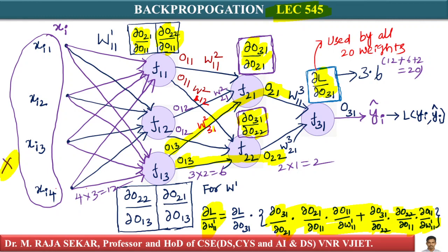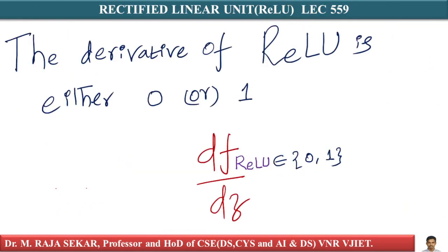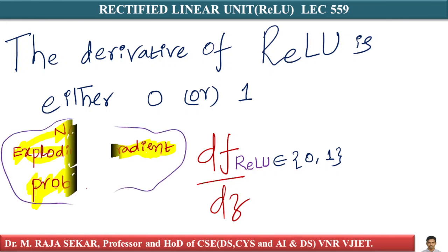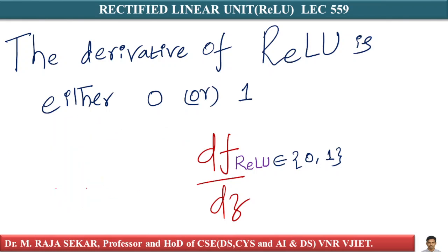Your derivatives are gradients, but in the case of ReLU, what happens? Your derivatives are gradients, either 1 or 0 in the case of ReLU. No derivative is greater than 1, because the derivative of ReLU is either 0 or 1. It can have only two values, isn't it? It is either 0 or 1. That's what it says: the derivative of ReLU with respect to z belongs to the set {0, 1}.